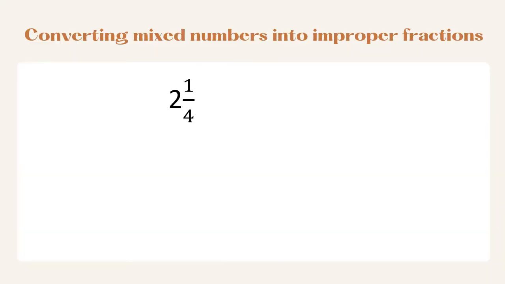So before we start with today's lesson, let's quickly recap our basic lesson on converting or changing a mixed number into an improper fraction, which we did last year. So we have two wholes, 1 out of 4. We want to change it into something where the numerator is bigger than the denominator, and we call it an improper fraction. So how do we do that?